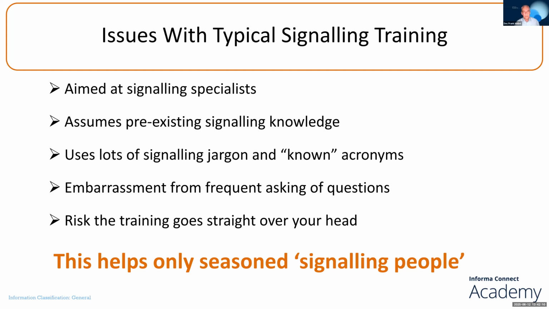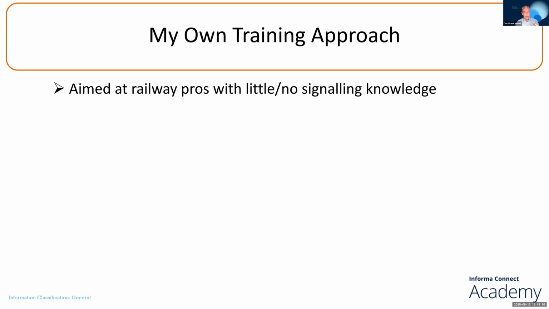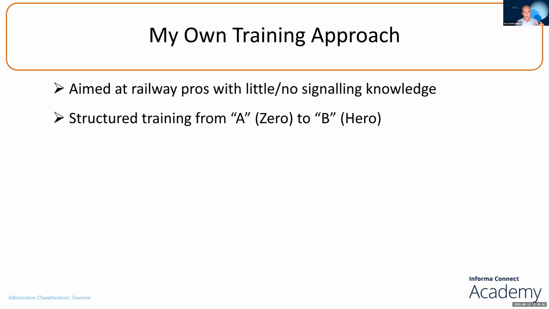So what else is there? And I want to tell you briefly about my own approach to training. I told you that I'm focused particularly on people in the wider rail industry understanding what I have to teach. So my training is predominantly aimed at railway professionals, so people in the railway industry or people who want to get into the railway industry that have little or no signaling knowledge. The training is structured to really take you from a point A to a point B, even if the point A is pretty much ground zero with regards to signaling knowledge.